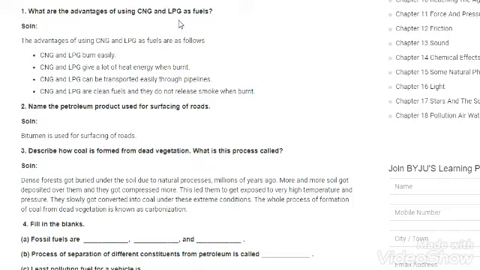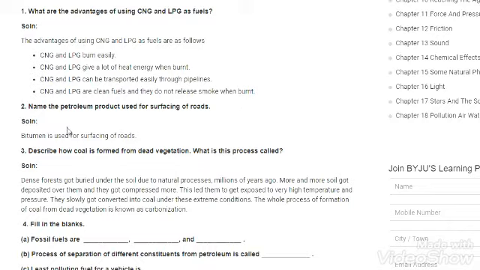What are the advantages? First, both CNG and LPG burn easily. Second, CNG and LPG give a lot of heat energy when burned. Then they can be transported easily through pipelines. This is one of the most important advantages. And fourth, they are known as cleaner fuels. Why? Because they do not release smoke when burned. They produce less pollution. Okay, these are the advantages.